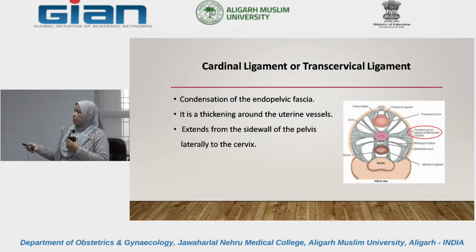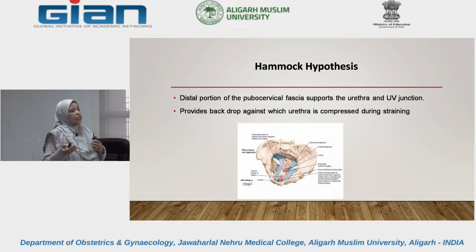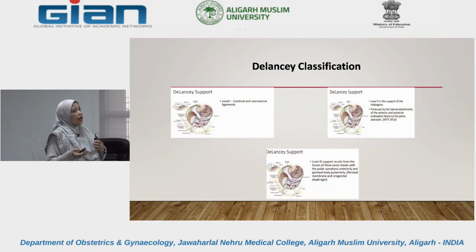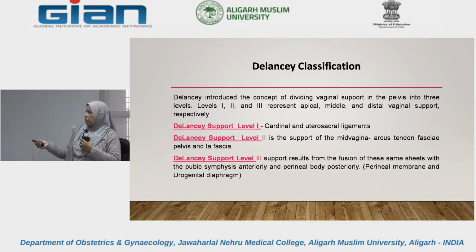DeLancey's classification is important because nowadays, when we are dealing with surgery for vaginal prolapse, we have to divide the vagina into three parts: if there is a weakness in the apex, in the middle part, or in the posterior compartment. Accordingly, you have to plan your surgery. Apical level 1 support is provided by the cardinal and uterosacral ligaments. Level 2 support is for the mid vagina and is provided by the arcus tendineus fascia pelvis. And the last one, level 3, supports the lower vagina and is provided by the perineal membrane.